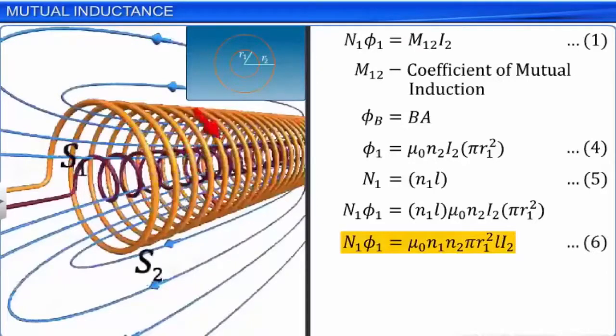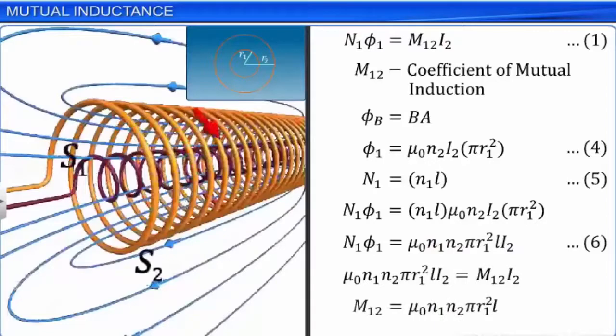Equating the right-hand side expressions of equation 6 and equation 1 and simplifying, we get M12 is equal to mu naught n1 n2 pi R1 square L. Let this be equation 7.